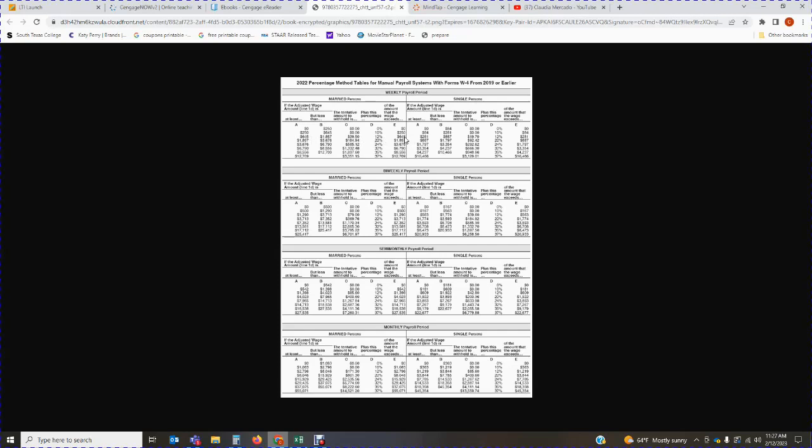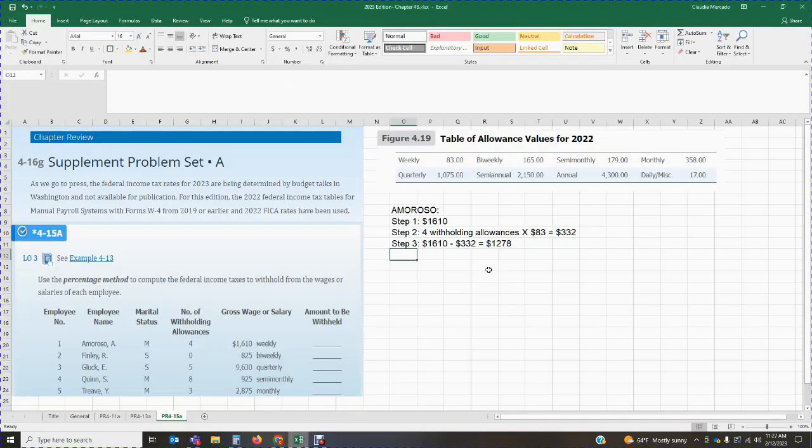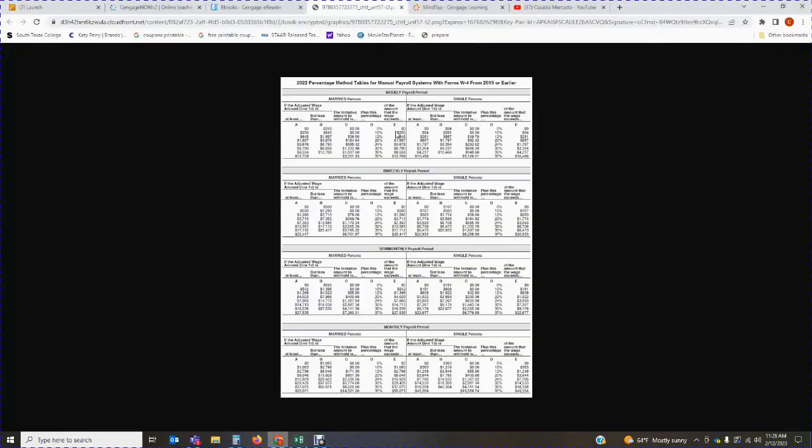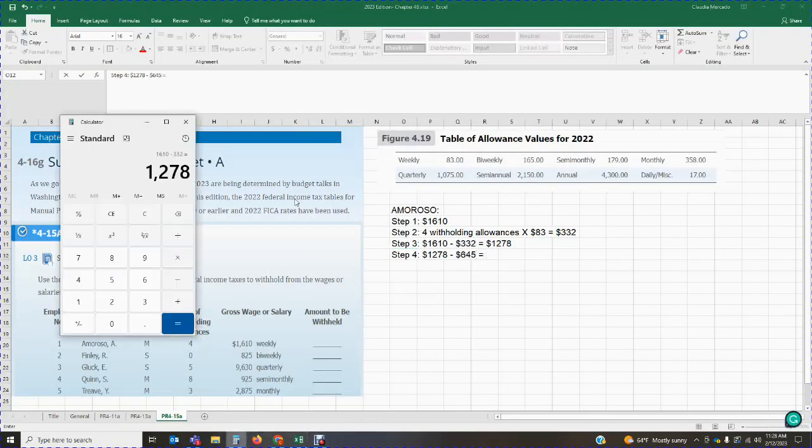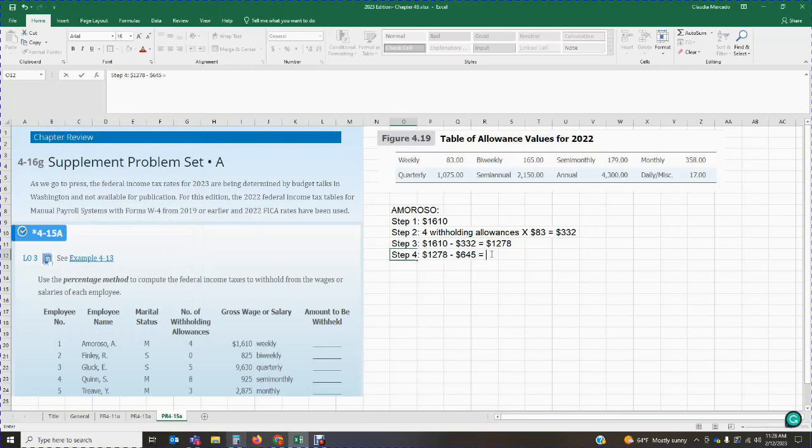I'm going to get that amount at the very end. This is the amount that the wage exceeds, the taxable earnings. So $645 of your earnings will not be taxable. Step number 4, I am going to take the 1278 that we got in step number 3, and deduct that 645 on that line item. That's 1278 minus 645, which gives me $633.